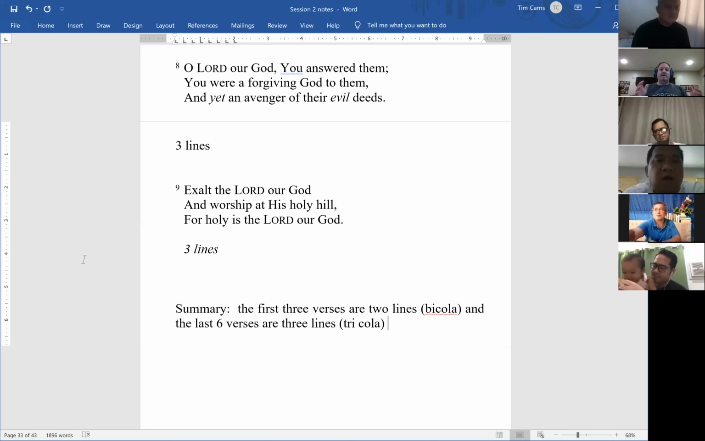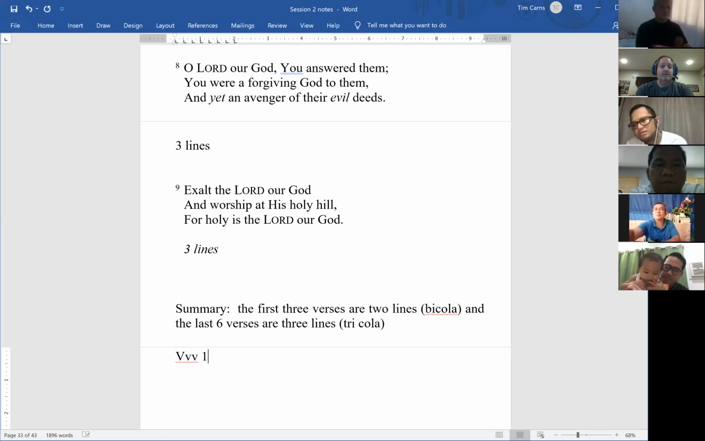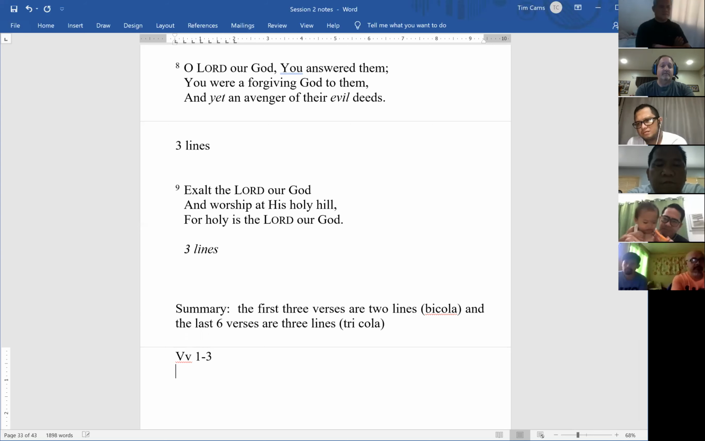Here we have three verses that are two lines and six verses that are three lines. Whether that's intentional or not, let's keep going in our analysis of this poem. But one thing to keep in mind: if the stanzas we identified are correct, and if you remember, the stanzas are verses 1 to 3, verses 4 to 5, verses 6 to 9. Notice verses 1 to 3, all of these are two lines.